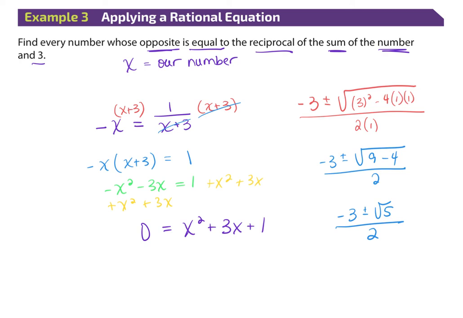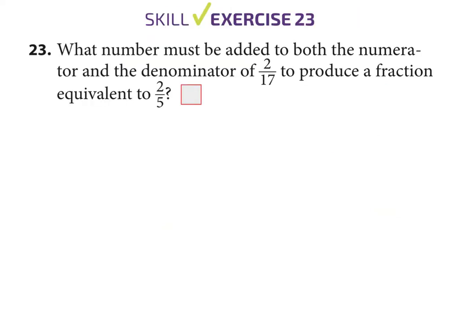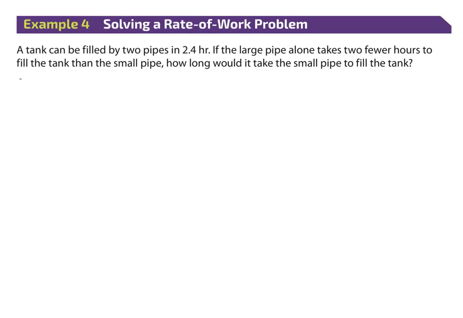Okay? So the word problem is not difficult. Just break it down into algebraic expressions. All right? A tank can be filled by 2 pipes in 2.4 hours. If the large pipe alone takes 2 fewer hours to fill the tank than the small pipe, how long would it take the small pipe to fill the tank?